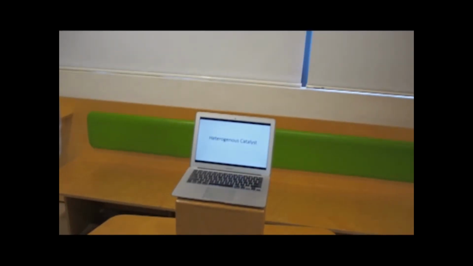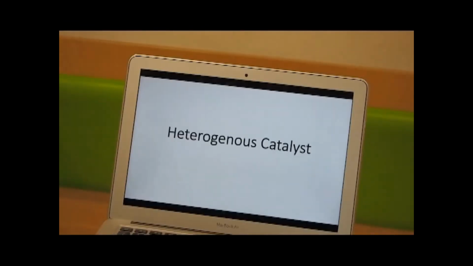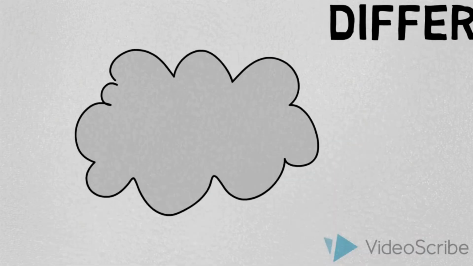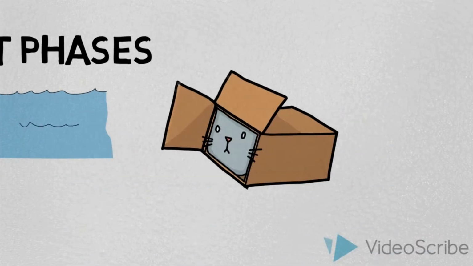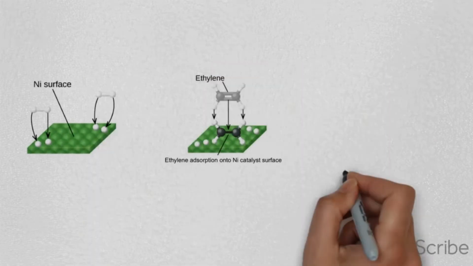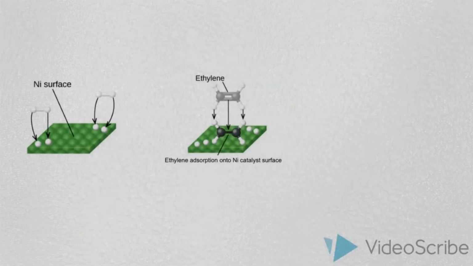Let's learn more about heterogeneous catalysts. Heterogeneous catalysts are catalysts that are in a different phase from the reacting species. When the substrate comes close to the catalyst, adsorption occurs, where dative bonds are formed between the catalyst and the substrate. Transition metals are suitable catalysts as their partially filled d orbitals facilitate this dative bond formation.